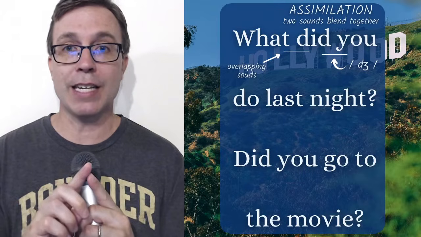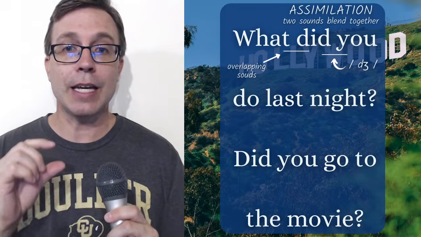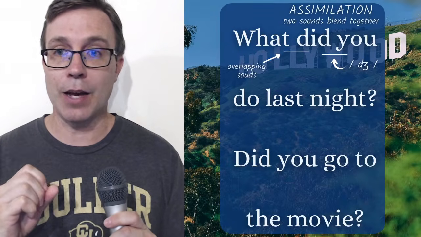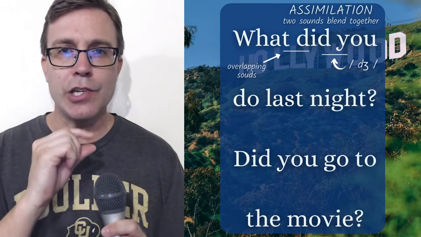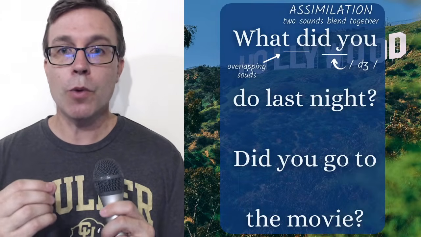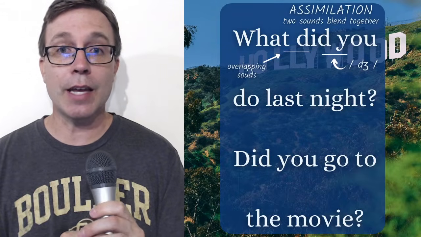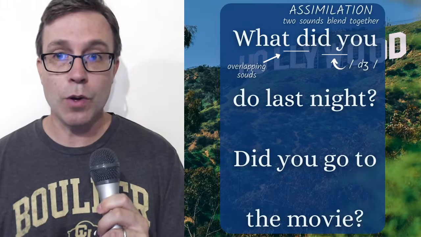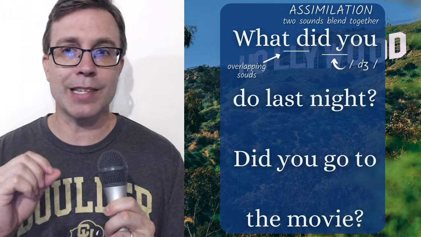The sounds blend together to create a new sound. In this case, it's a slight j sound. One way to think about it is that we're taking that j sound and putting it between the two words, which then allows us to connect them. So instead of "what did you," "what did you?" "What did you?" You can hear that slight j.